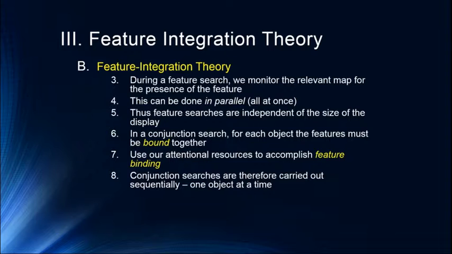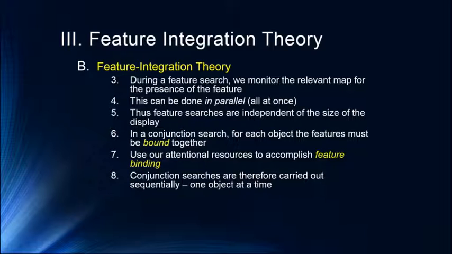A conjunction search. In a conjunction search, for each object, the features must be bound together. So we have to look at color, and we have to look at shape, and then we have to use our attentional resources to combine those together, and that's to accomplish feature binding. As we're looking for our luggage, it's navy blue and of a particular shape, we have to look for navy blue things, and then we have to look at, are they the right shape, and so that requires our attentional resources to accomplish that feature binding.